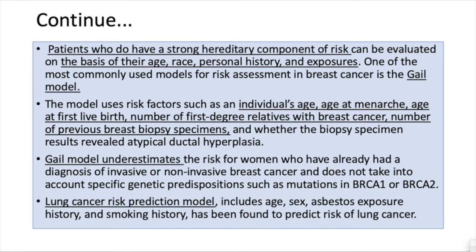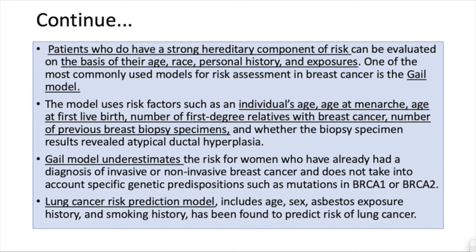Patients who have a strong hereditary component of risk can be evaluated on the basis of age, the race to which the patient belongs, personal history of the patient, and exposure. One of the most commonly used models for risk assessment of breast cancer is the Gail model. This model uses risk factors such as the individual's age, age at menarche, age at first live birth, number of first degree relatives with breast cancer, and number of previous breast biopsy specimens.